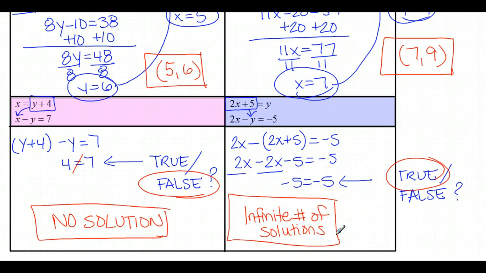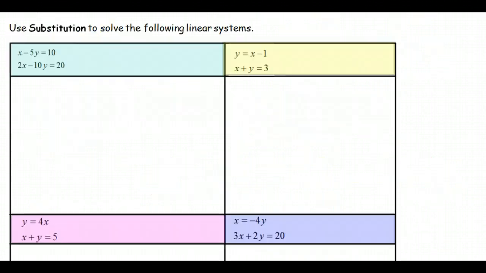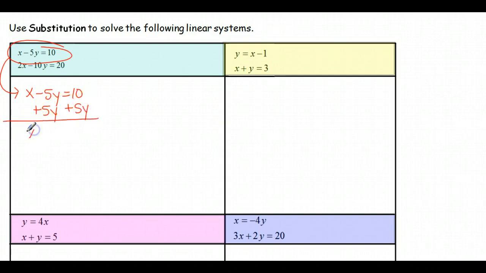All right, let's go ahead and keep practicing. x minus 5y equals 10 and 2x minus 10y equals 20. Notice in both of these problems that our variable is not by itself. I'm going to go ahead and start with the top equation, which is x minus 5y equals 10. And we're going to solve for x. So we're going to add 5y to both sides. And when we do that, we get that x equals 10 plus 5y.